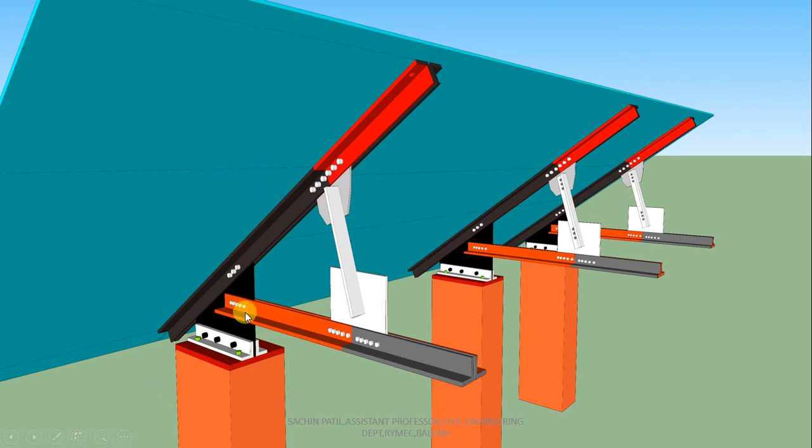As you can see here, this tension member is made out of an angle section. Particularly, he has used two angle sections back to back, and these two angles are connected to the gusset plate. So in place of angles, you can also use other available sections which I discussed earlier.